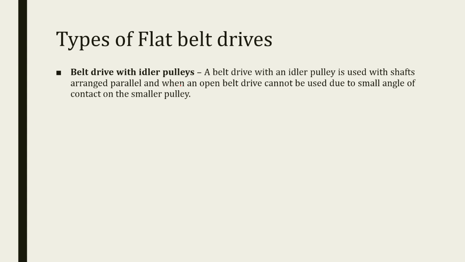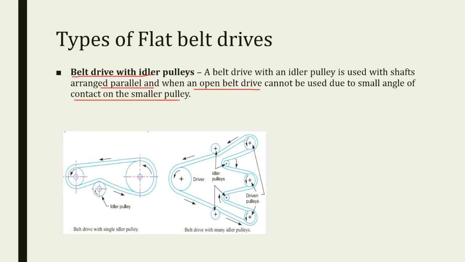That is what we'll be discussing further in our slides, and also you will have the derivation of the open belt drive and the cross belt drive. The other type of belt drive generally used is the belt drive with idler pulleys. A belt drive with an idler pulley is used with shafts arranged parallel, when an open belt drive cannot be used due to a small angle of contact on the smaller pulley. So here, for a particular condition, you are using idler pulleys.